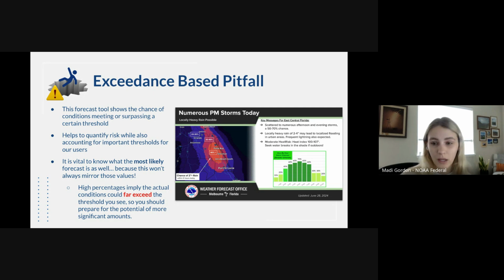And so the bottom line here: don't provide exceedance information without your most likely forecast. Emphasize your most likely forecast up front and center on the graphic if possible. Be intentional with the threshold that you show on a graphic, especially when we're dealing with limited real estate. We need to kind of triage, right? So what's the most important threshold for the bulk of your partners, the bulk of the people that are going to be seeing this graphic?